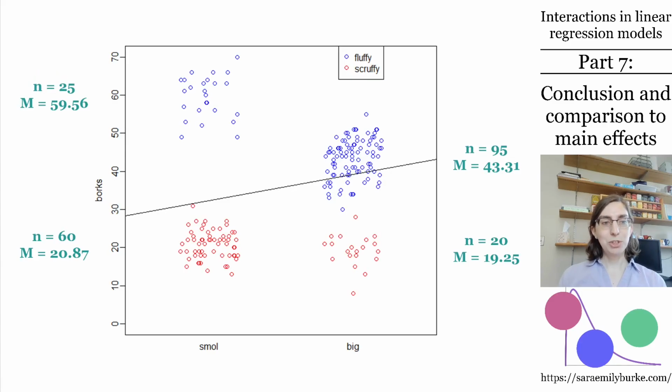But it doesn't precisely represent any of the means shown on the screen. Here I've drawn that regression line from that simple linear regression model, and it passes directly through the mean of the small dogs and the big dogs. But it doesn't pass through the clusters for the small dogs, for example, because of course the mean for all the small dogs together would fall somewhere between these two clusters. So what this regression line shows is that ignoring fur type, the big dogs borked more than the small dogs did.